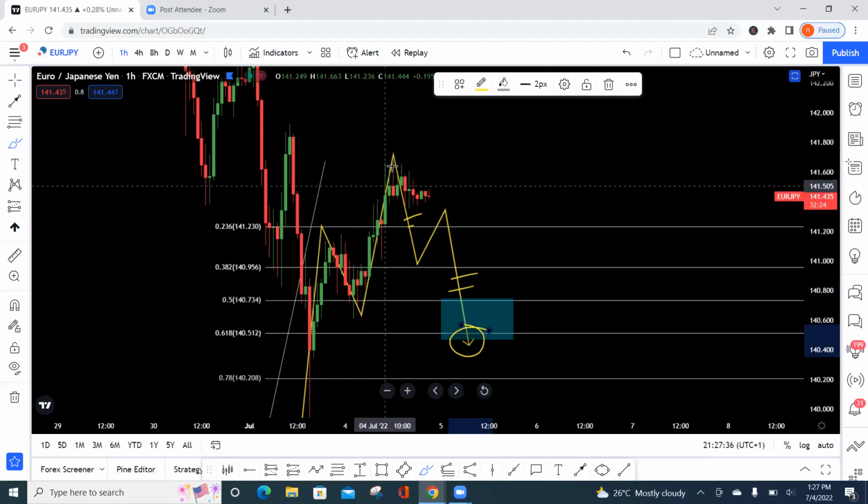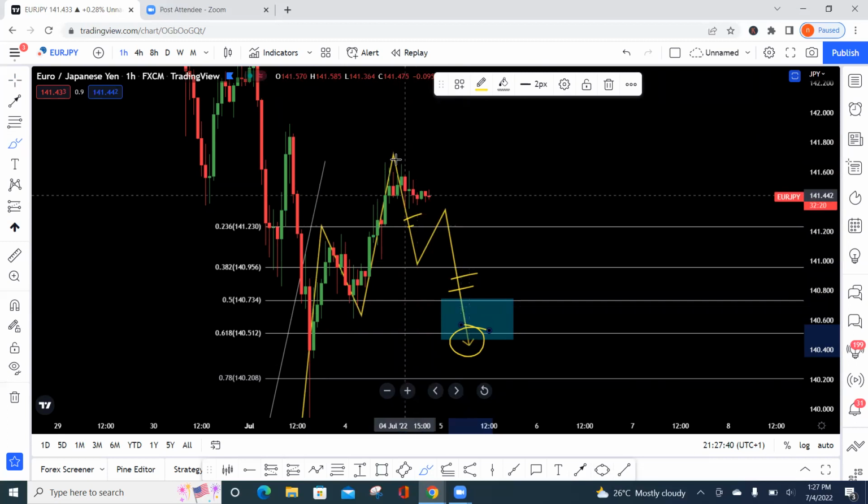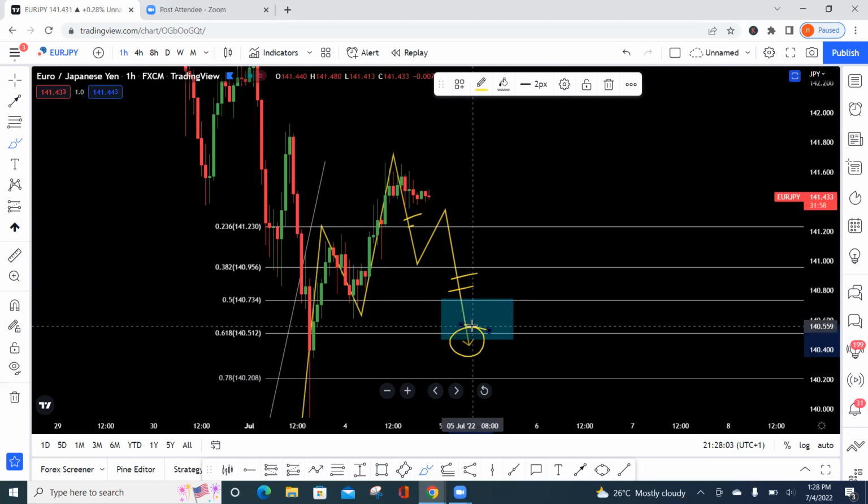This first three wave move to the upside can retrace to 50% in as much as my A, B, and C of this retracement are of equal leg. I will take it at 50%. If it comes to 61.8% retracement and they are of equal leg, I'm going to take it there. If it gets to 78% retracement before they are of equal leg, that is where I will take it.